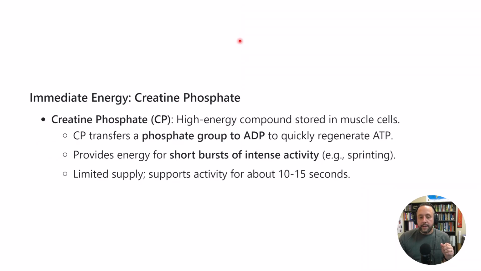Okay, immediate energy. Your muscles are full of creatine phosphate, and that holds a lot of energy. Creatine phosphate will put a third phosphate onto ADP, adenosine diphosphate, making it adenosine triphosphate.